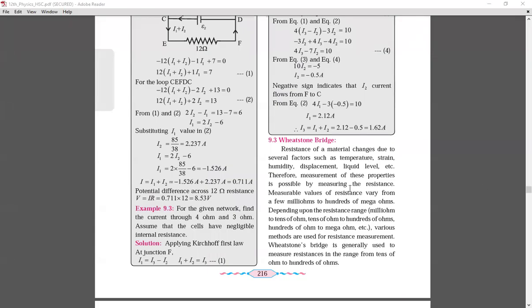Hello everyone. Today we are going to learn about the Wheatstone Bridge circuit.